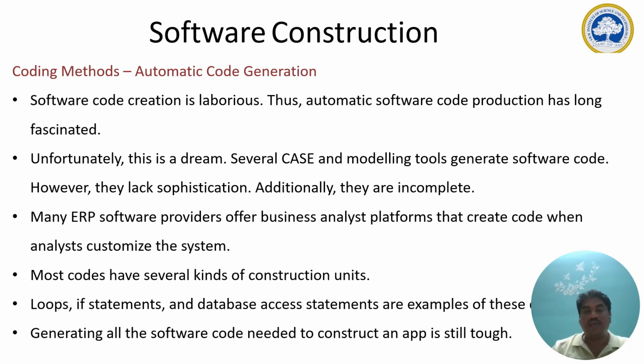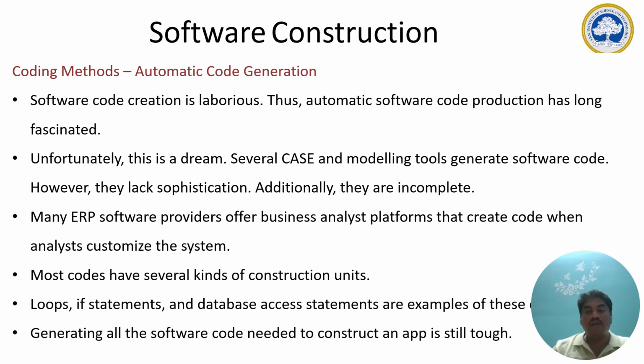The next method is the automatic code generation method. Several automatic code generators and coding tools are available nowadays, and AI also provides several tools. The software code produced should be good. If there is any error or bug, it also affects our project. Unfortunately, this is a dream.